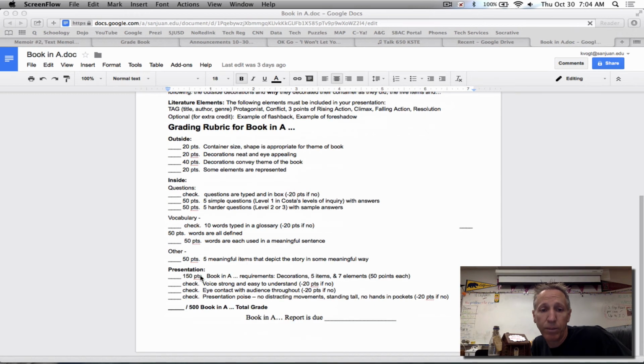During the presentation, you will be given 150 points if you include all the Book A requirements, which are the decorations on the outside, the 5 items on the inside, and if you talk about the 7 elements. Each of those 3 categories are 50 points each. And then you could lose points if your voice is not strong enough or hard to understand. Or if you don't keep audience eye contact throughout your presentation. I hope I've been doing it on this one. It's not easy to do with a little camera.